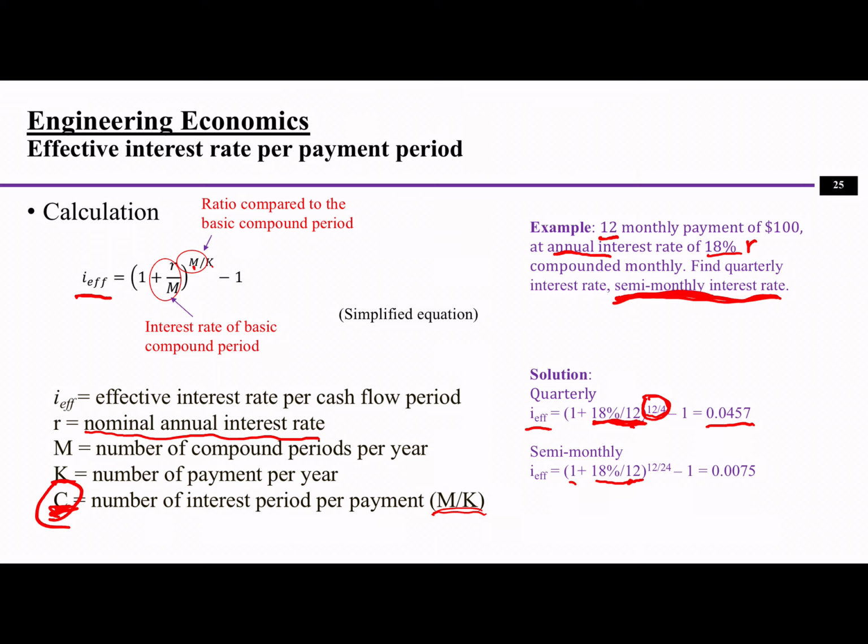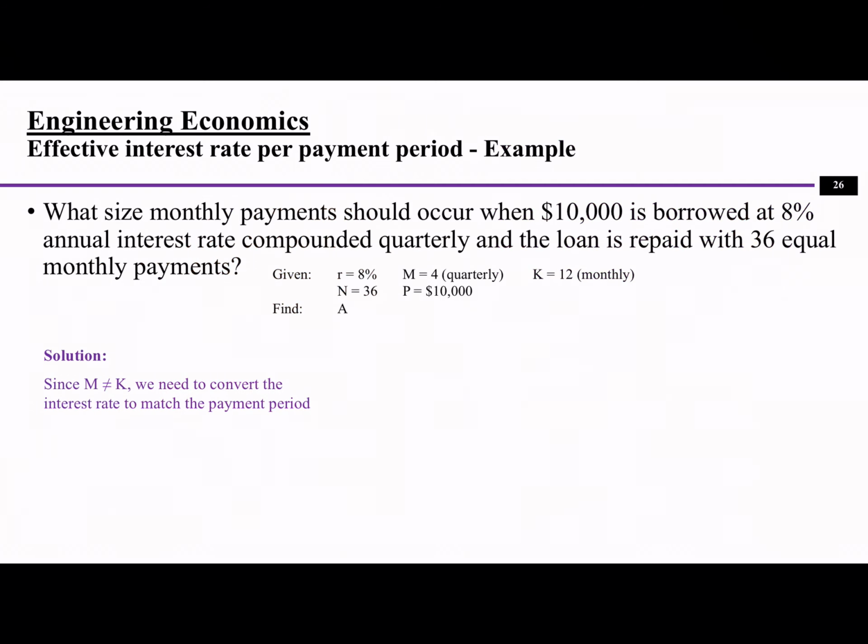All right, so now we can find the actual effective interest rate for the quarterly, which is 0.0457, or 4.57%, and the effective interest rate for the semi-monthly is 0.75 percent. So this is about the effective interest rate per payment period.